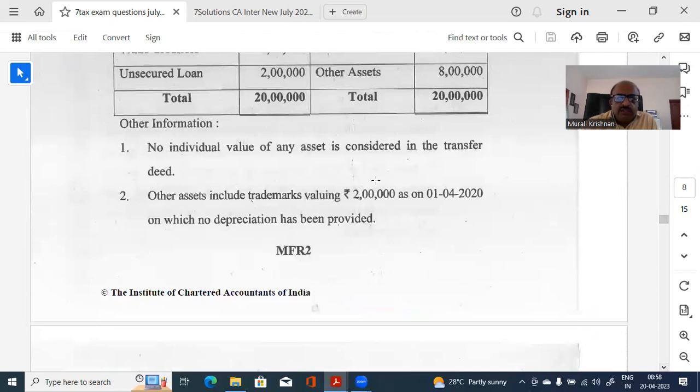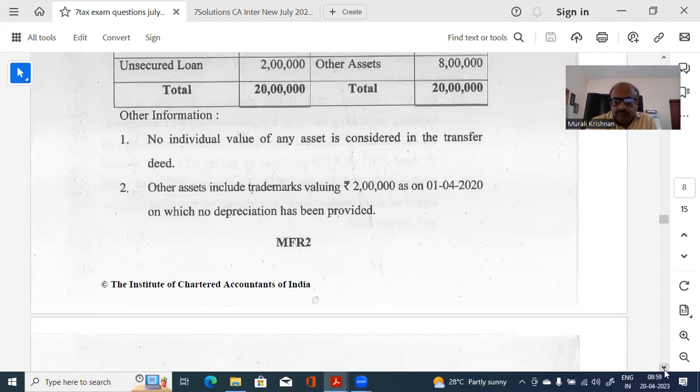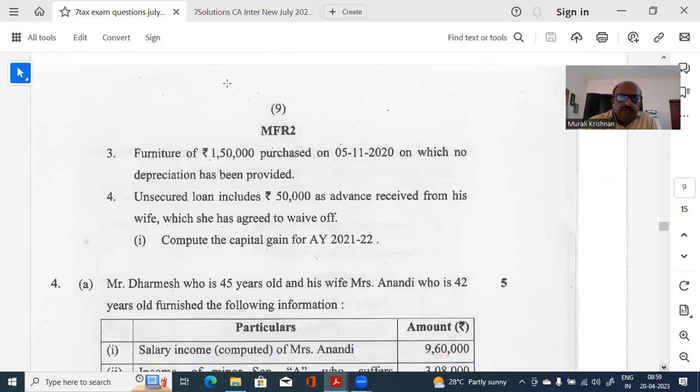No individual value is to be considered in the transfer deed. Other assets like trademark, 2 lakhs, on 1/4, on which no depreciation has been provided. Nothing has been provided. So how to take care? What else is given? Furniture, 1,50,000, purchased on 5/11, on which no depreciation. So all this you have to consider when you calculate the value.